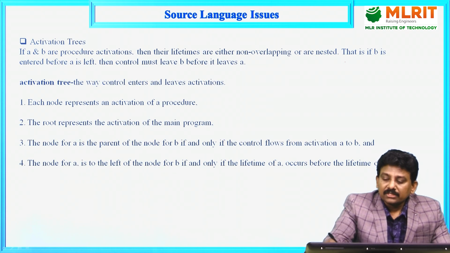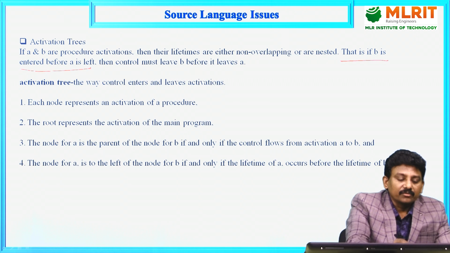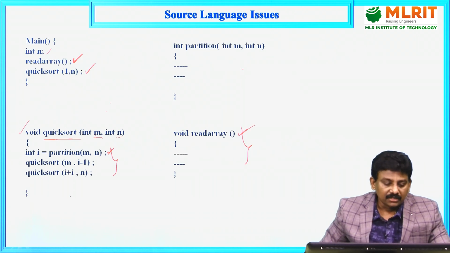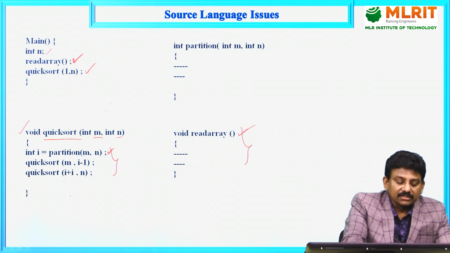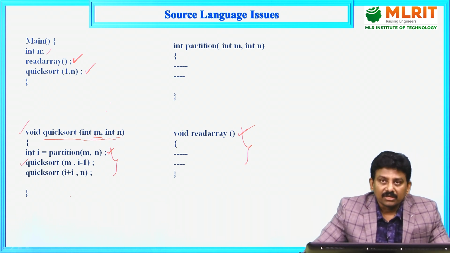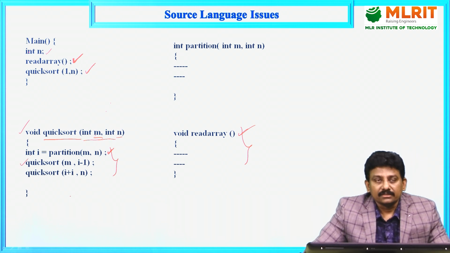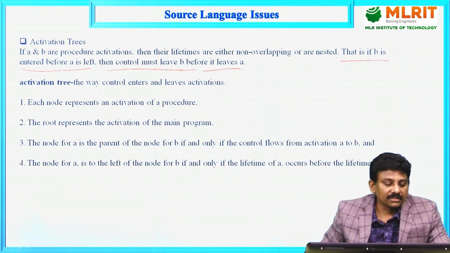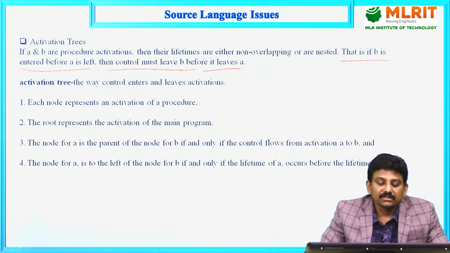Coming to this, if B is entered before A is left, then control must leave B before it leaves A. That means quicksort is recursive. Before completion of quicksort(m, n), quicksort(m, i minus 1) will be entered. So before ending quicksort(m, n), quicksort(m, i minus 1) will be ended. Then the activation tree shows the way control enters and leaves the activations.